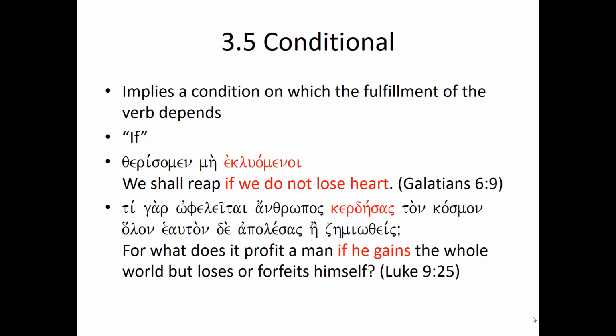You see this if idea. What does it profit a man if he gains the whole world but loses or forfeits himself? The parallel account in the Gospels actually uses the word if with a subjunctive. So you can see the similar type of thing that you can do with a participle. It's this if idea.